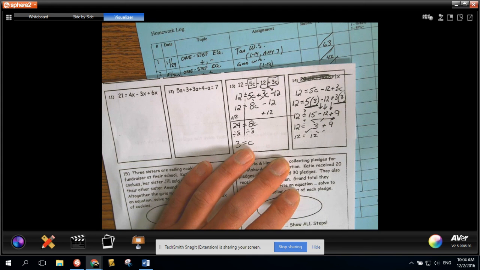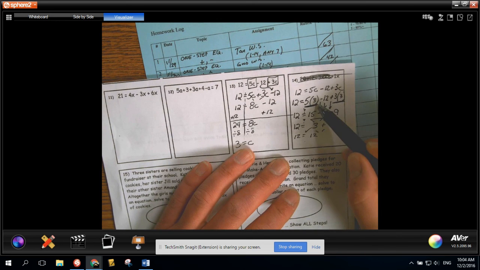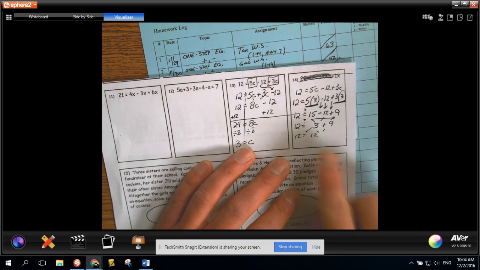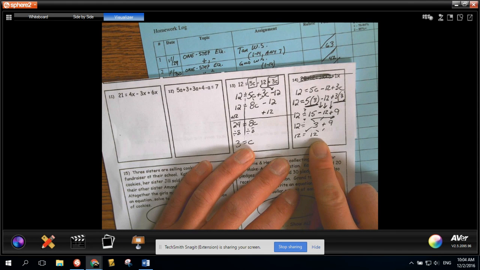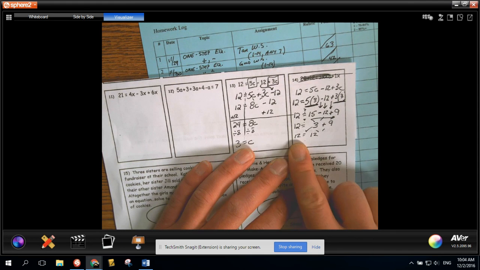Okay, so that guarantees that we had the right answer for number 13. If we had something different here, something besides a 3, the right side of my equation would not end up equaling the left side. Okay, and that tells us that we made a mistake.